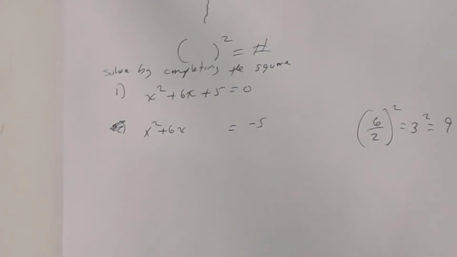So once you bring the constant to the other side, I do what to the coefficient of x? Divide by 2, and then do what to it? Square it. Okay? That's all it said. And then I do what to both sides? Add that number to both sides.